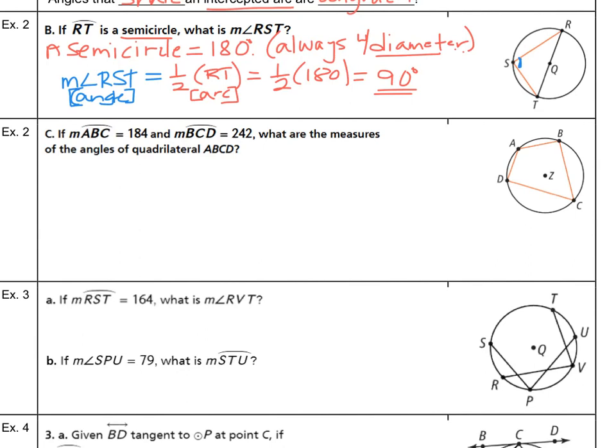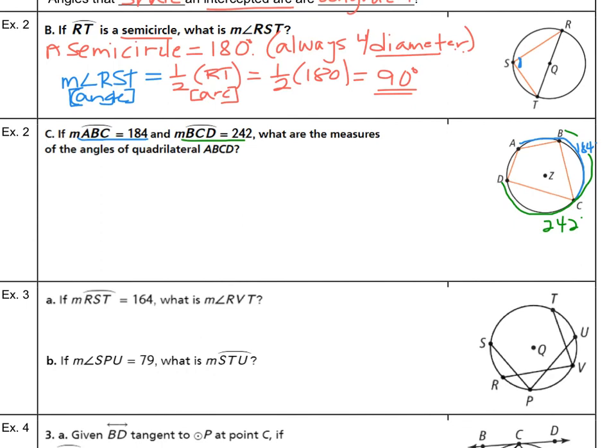So we're still again comparing angles with arcs. Taking a look at our picture, it says if the measure of arc ABC is 184, that means on the picture we're going from A, B, all the way down to C. That's 184 degrees. But then arc BCD is 242, so that's even bigger. So from B around to C and all the way over to D over here, that's 242 degrees. What are the measures of those angles inside quadrilateral ABCD? Well, let's take a look at how these two given arcs can help us.